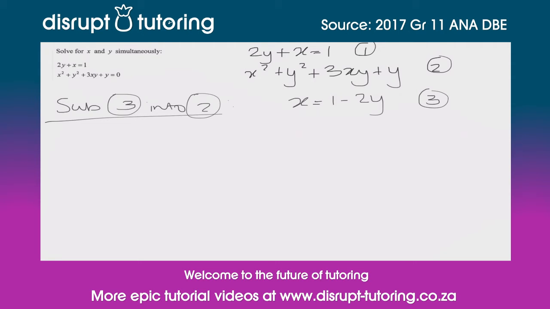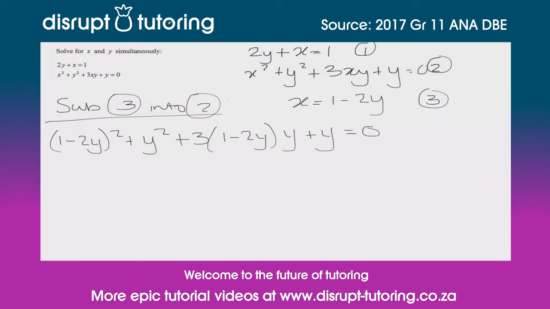Brilliant. So once we've done that, we can open up our brackets. 1 minus 2y squared plus y squared plus 3 times 1 minus 2y times y plus y, equals 0. I didn't write that in over there. Equals 0. Okay, so now we've got a very long equation. But what's nice about this equation is we've only got one unknown. So that is very useful. Now let's solve for it.